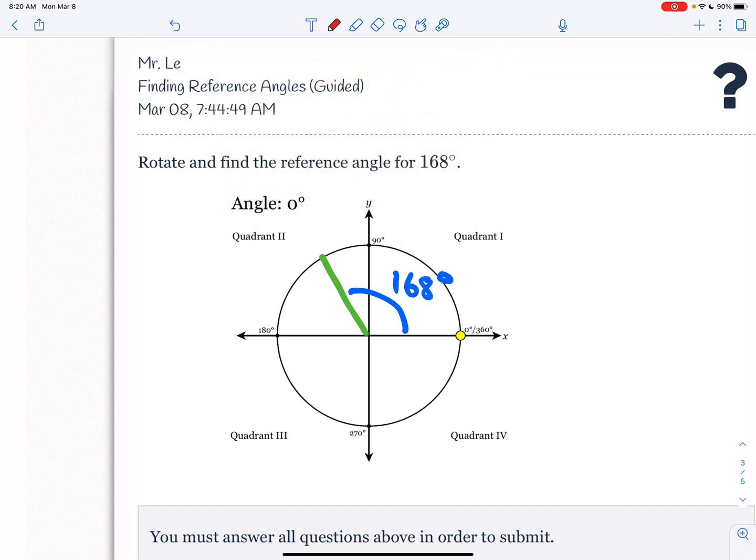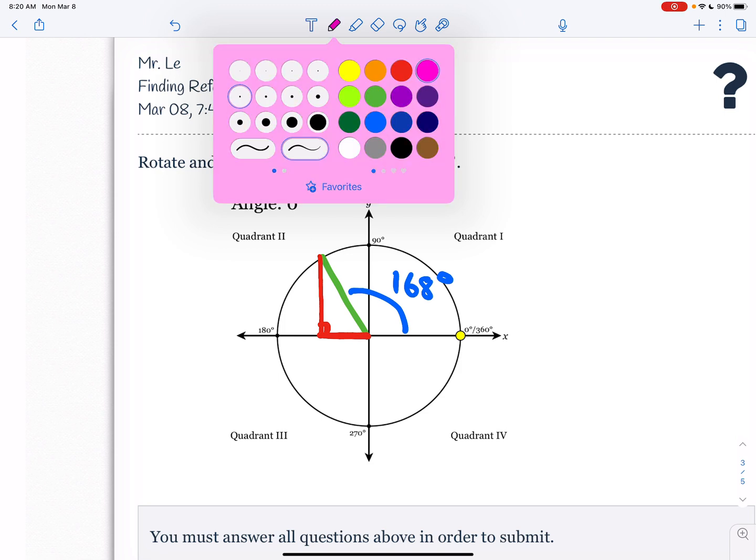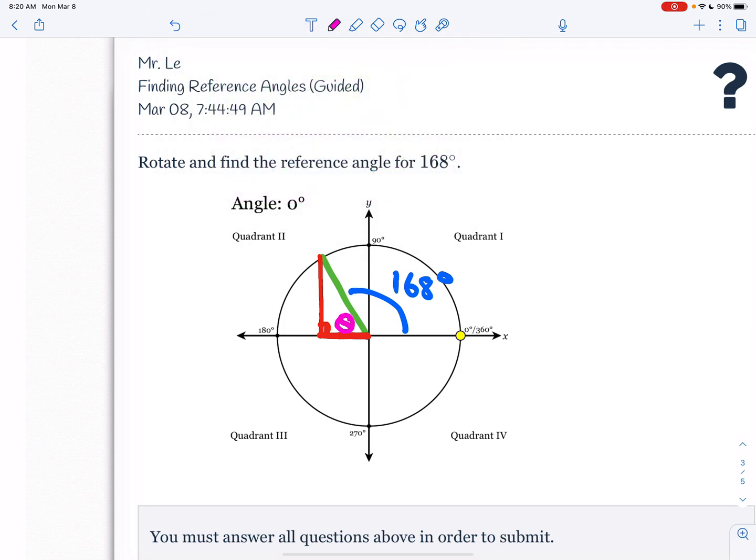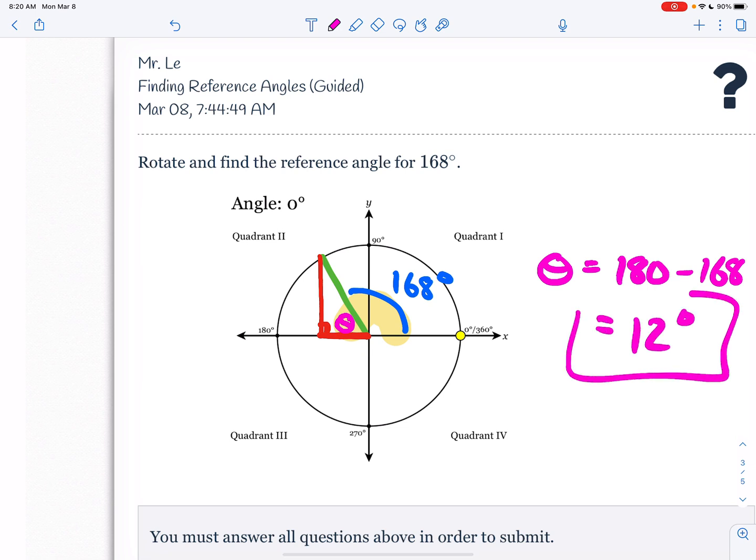Most important step, we draw a triangle, so we hug the x-axis. So our reference angle is right down here. I know that this makes a semicircle. So to get that pink theta, that would just be 180 minus the 168. That'll give me the leftover, which is 12 degrees. Okay, let's keep going.